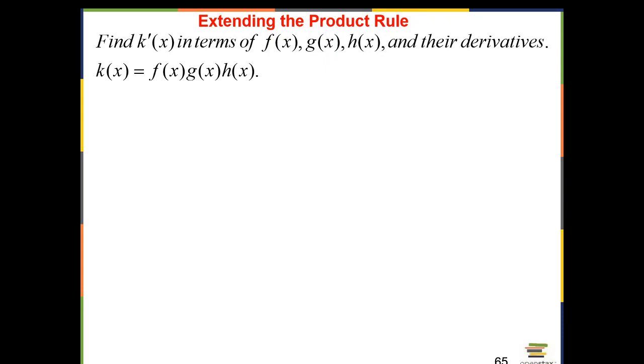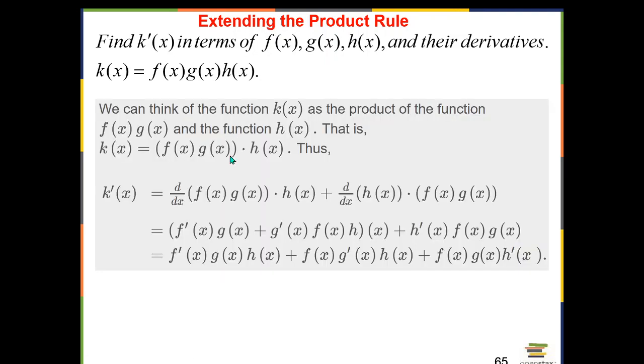So what if you have 3 functions? What is the prime if you have the product of 3 functions? Well, we can think of these 2 as one function times that. So the prime of this thing would be prime of this times that plus prime of this times this whole thing. So it would be the prime of the first 2 times h, plus prime of h times those 2.